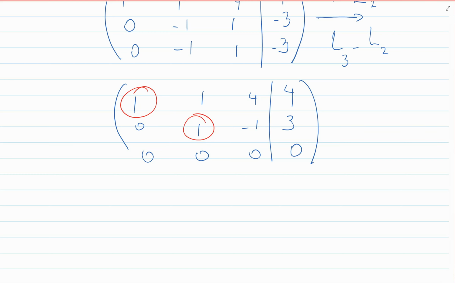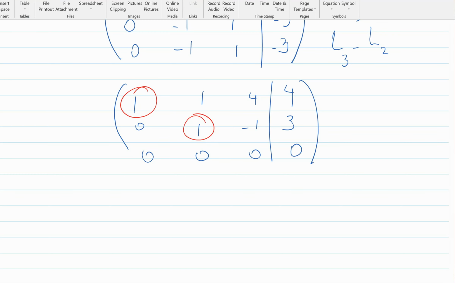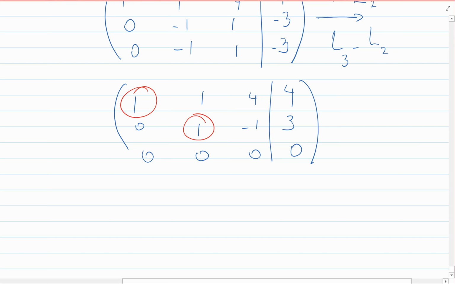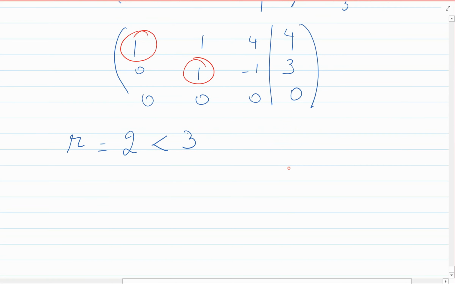So let's look now at R, the number of non-zero rows, which is equal to 2, less than 3. There are 3 unknowns, and we have R equal to 2. So clearly, one unknown will float. Two can be found, and 1 will be floating. So here, let's take the system.